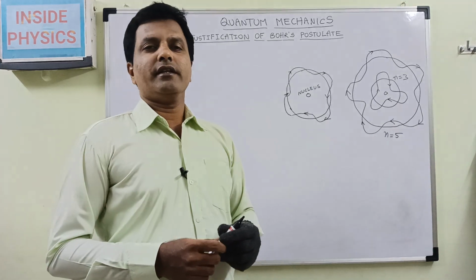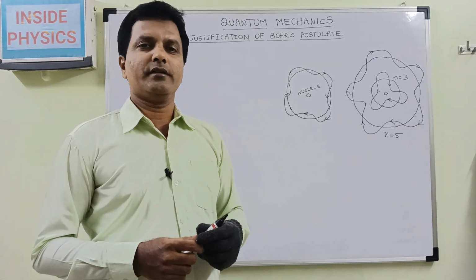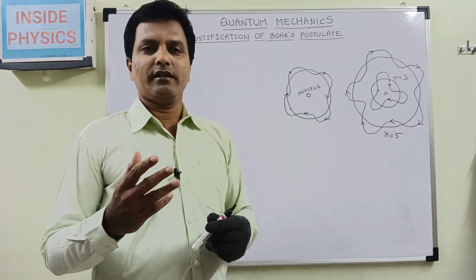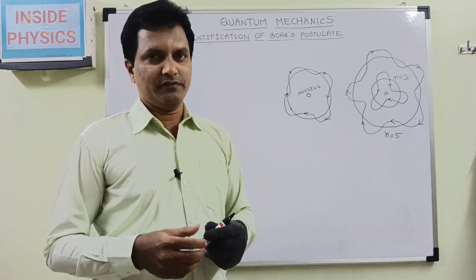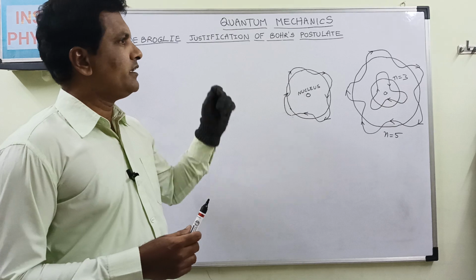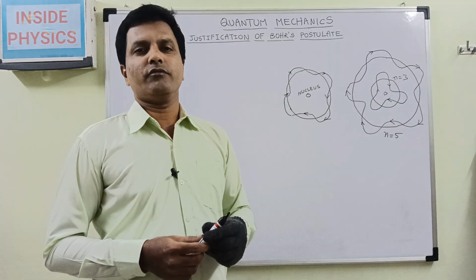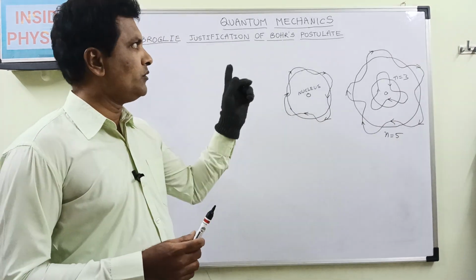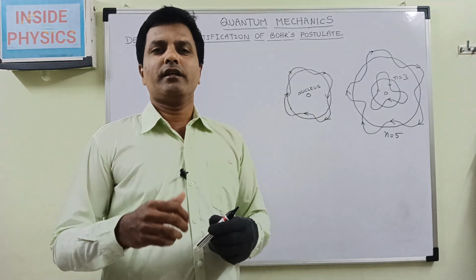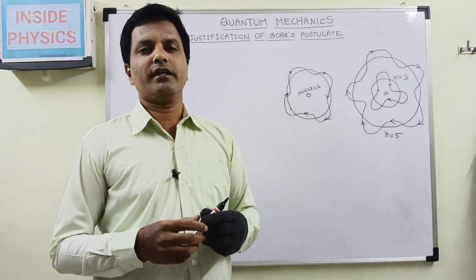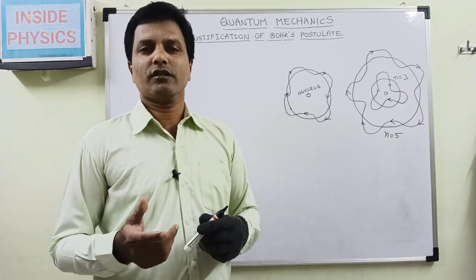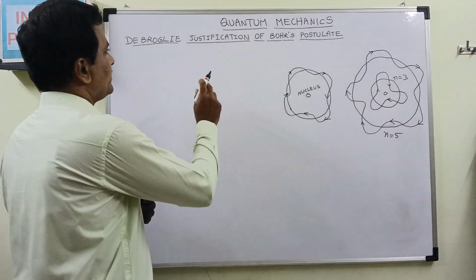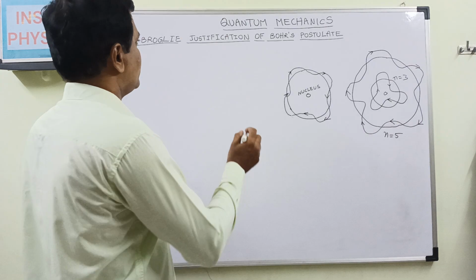Bohr gave an atomic model with three important postulates. For the most part, those postulates had no theoretical justification. After that, de Broglie, with his hypothesis of matter waves, provided the justification for one of the Bohr postulates, which states that the angular momentum of a revolving electron in a circular orbit is quantized. So this Bohr postulate is justified by de Broglie with his matter wave hypothesis.